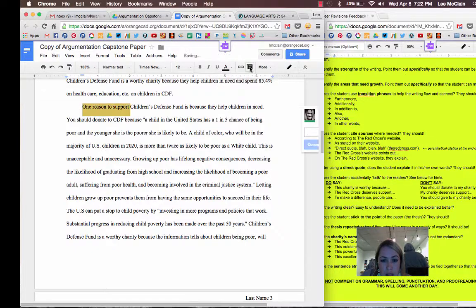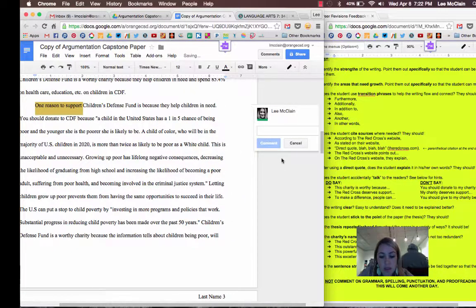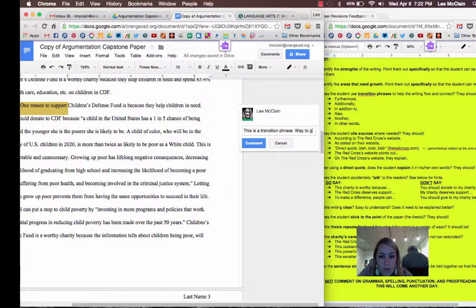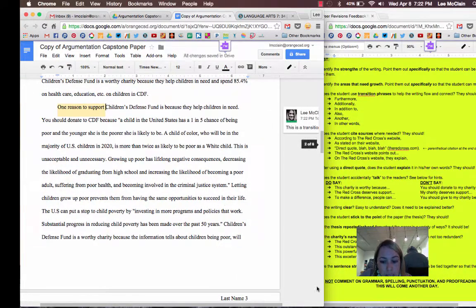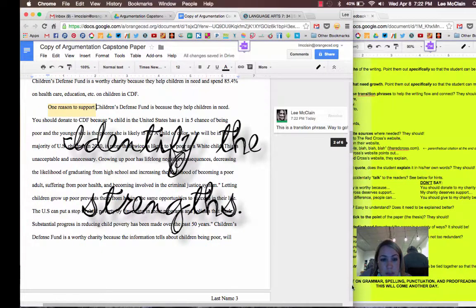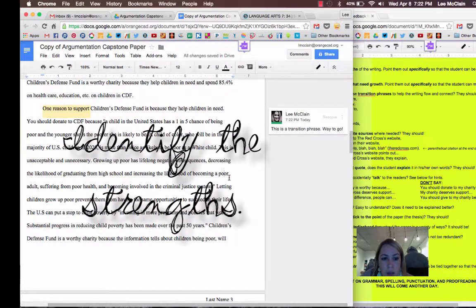I come up here, and I'm going to insert a comment. This is a transition phrase. Way to go. It's important to identify what the people did correctly because it helps them to know, oh, that's what I need to do more and more to make my paper good.